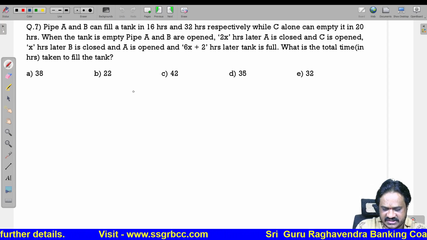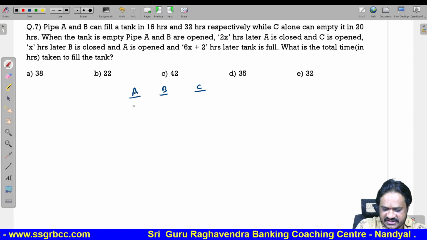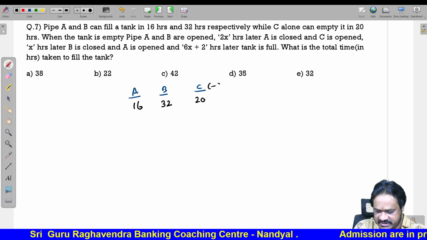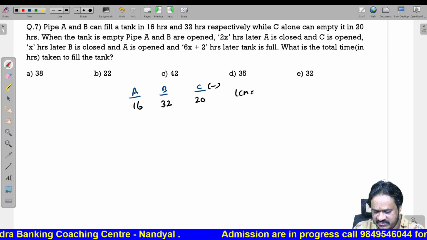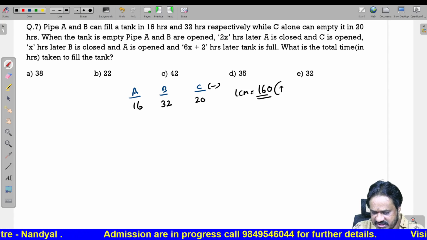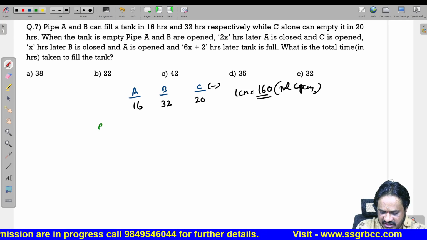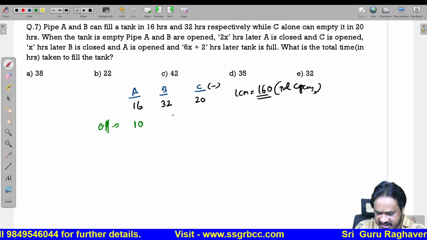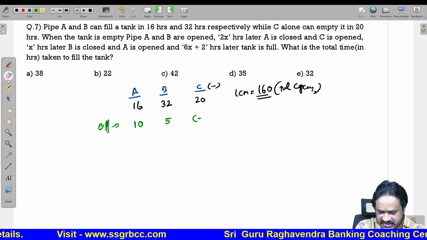Now, let us see here. A, B, C. A is taking 16 hours, B is taking 32 hours, C is taking 20, but C is emptying, that is why I am keeping minus. Let us take LCM. The LCM of 16, 32 and 20 is 160. LCM is nothing but total capacity. Now, let us take efficiency. 160 by 16 is 10, 160 by 32 is 5, 160 by 20 is 8.